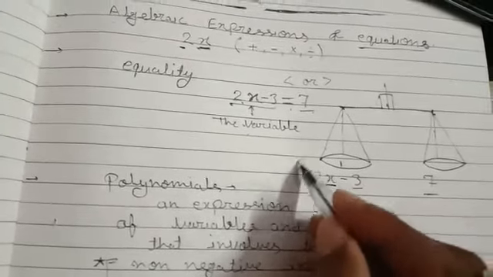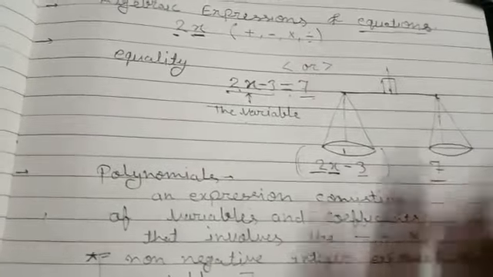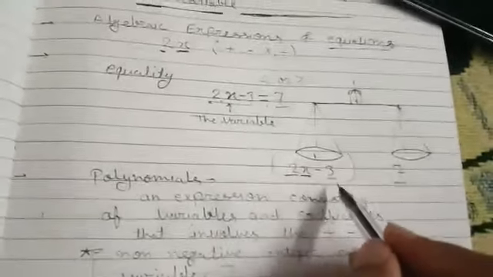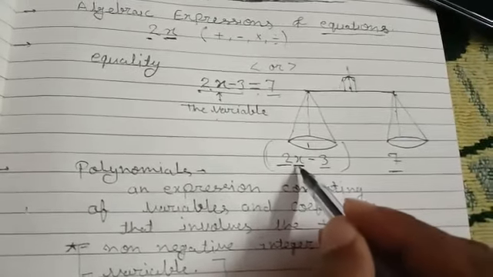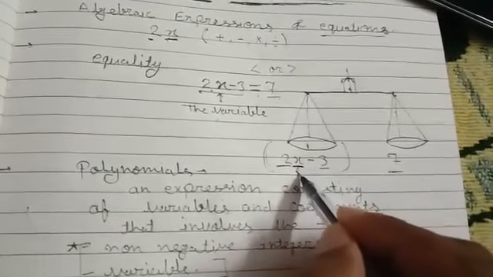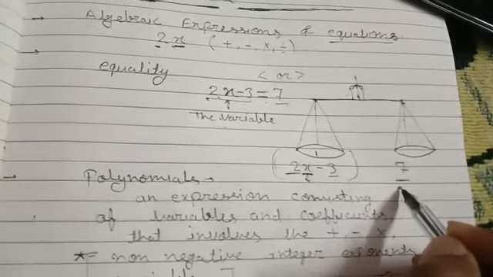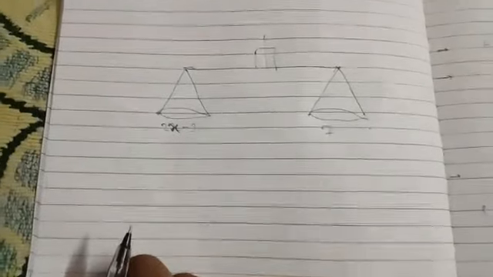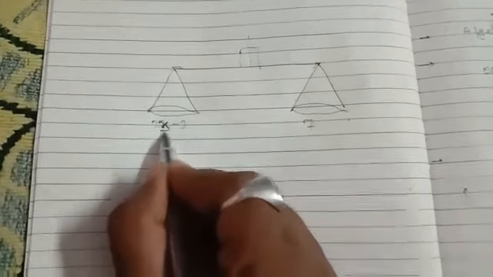This is the left hand side, in which we are putting 2x minus 3, and this is the right hand side, in which we are putting 7. If we want to balance this needle in between, we have to find out the value of x, and we can put the value of x in such a manner that the left hand side equals the right hand side. So what can we do here? We will try to eliminate the rest of the things but the x.